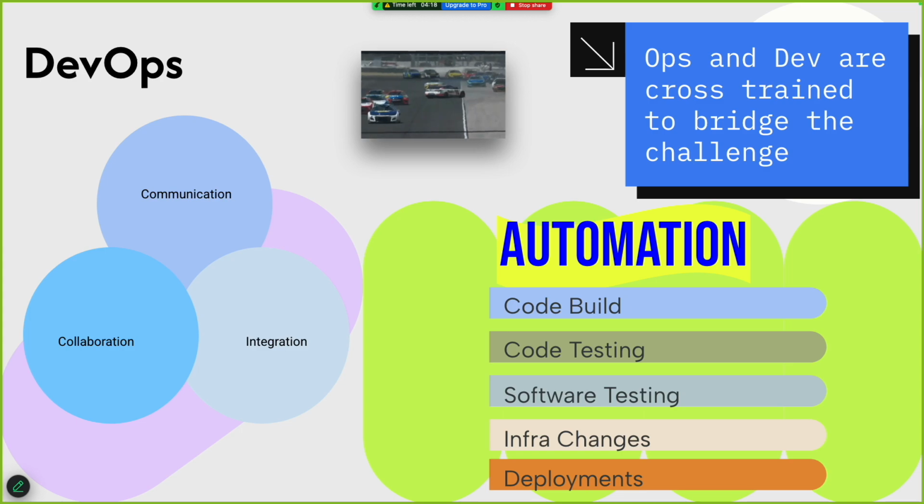They were educated on the development side of it. So communication, collaboration, and integration were given top priority here. Then they automated a lot of things like code build, code testing, software testing, infrastructure changes, and the deployments. These are the operation side of it, so they automated all this area in the DevOps model.